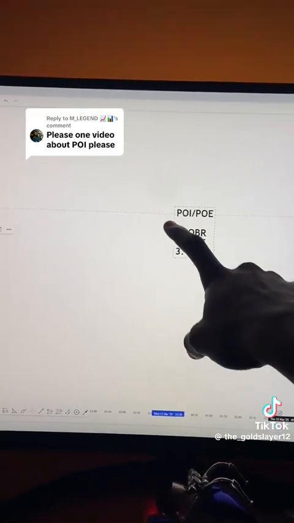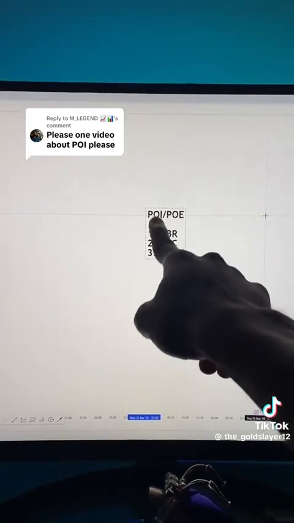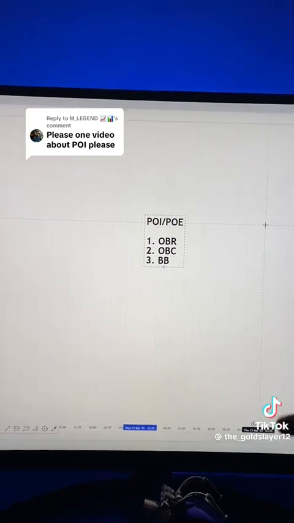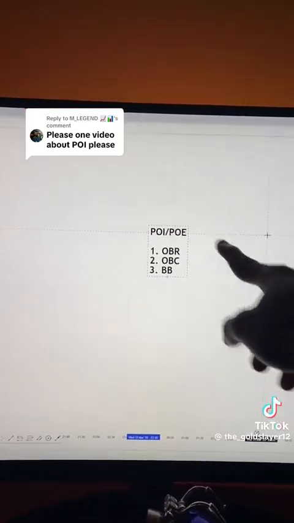When it comes to POI or POE, some people call it POI, I call it POE. So the POI stands for what? Point of interest, and then the POE stands for what? Point of entry. Do you understand? It's practically the same thing.